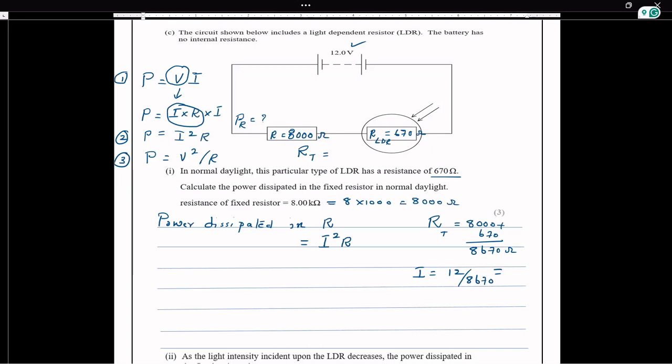8670. This will give a current of 1.38 times 10 to the power of negative 3 amps. This is the current. So let's use this current here. So power of resistor R is I, 1.38 times 10 to the power of negative 3, the whole square, times resistance 8000. On calculation, it's giving an answer of 0.015 watts. Okay.